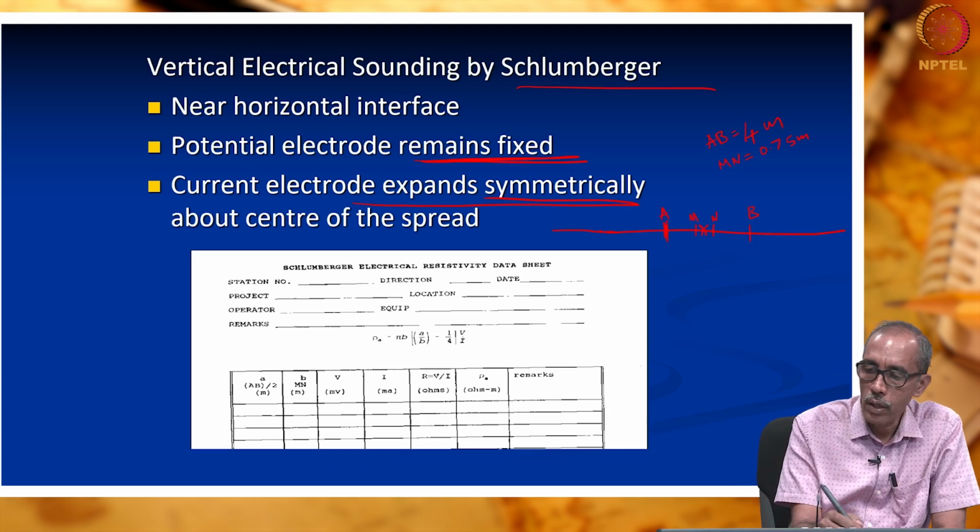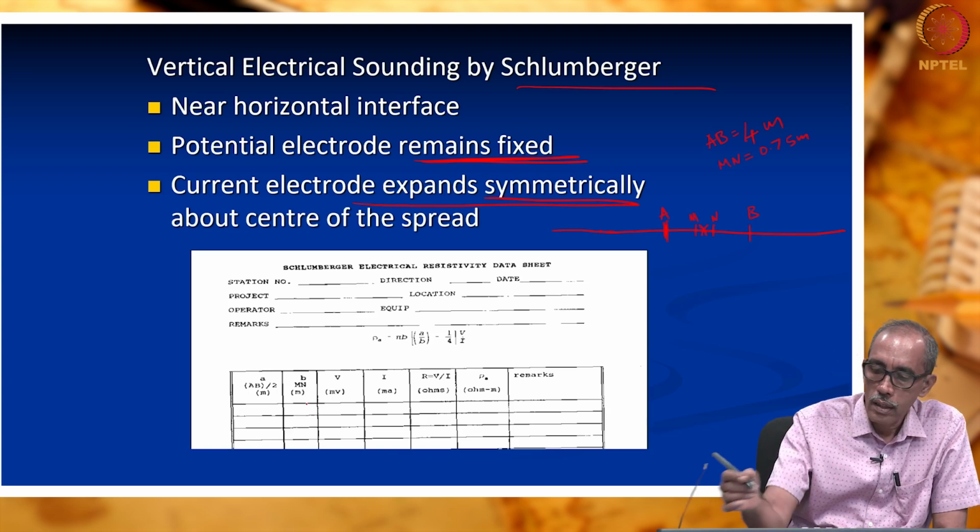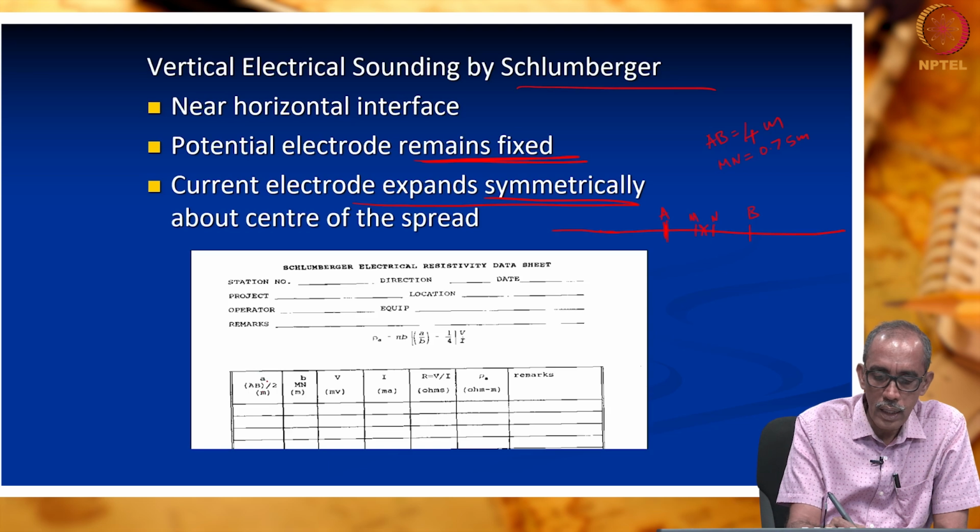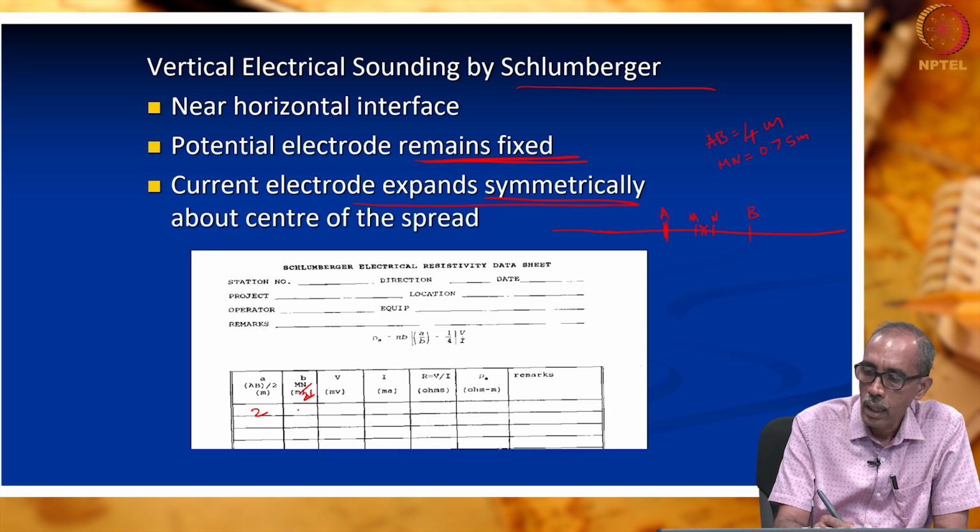I enter the values. AB is 4. Here for convenience we are writing AB by 2. AB by 2 is 2 meters, and here also we can have MN by 2. MN by 2 is 0.75 divided by 2. Okay.